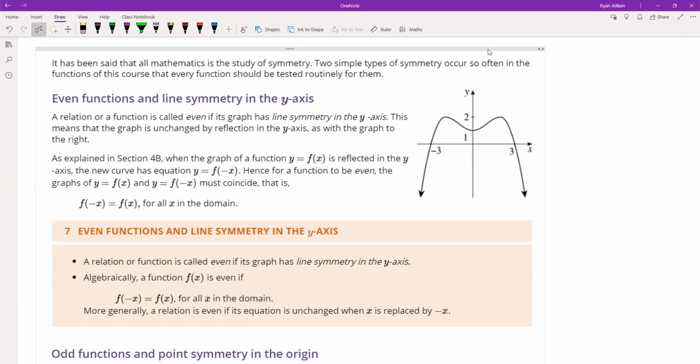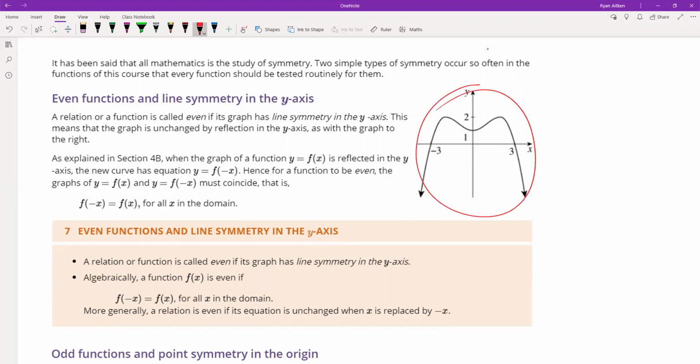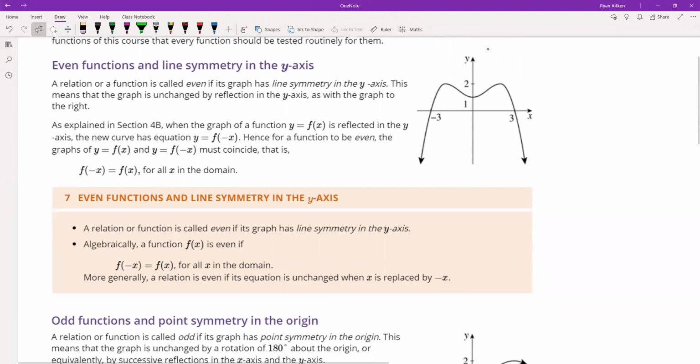Cool. So even functions and lines of symmetry in the y-axis. A relation or a function is called even if its graph has a line symmetry in the y-axis, namely the y-axis is the line of symmetry. And this means that the graph is unchanged by reflection around the y-axis, as with the graph to the right. So if we reflected that graph around the y-axis, we would get the same thing.